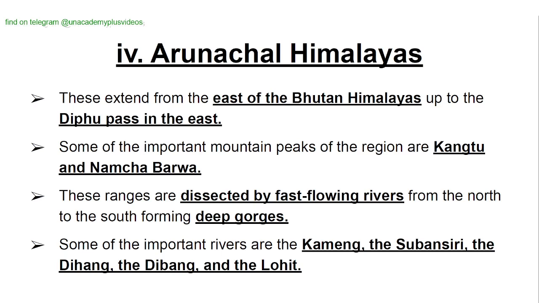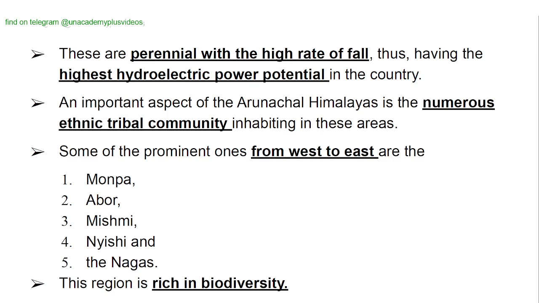east. Some of the important mountain peaks of the region are Kangtu and Namcha Barwa. These ranges are dissected by fast flowing rivers from the north to the south, forming deep gorges. Some of the important rivers are Kameng, Subansiri, the Dihang, the Dibang, and the Lohit. These are perennial with a high rate of fall, thus having the highest hydroelectric power potential in the country.